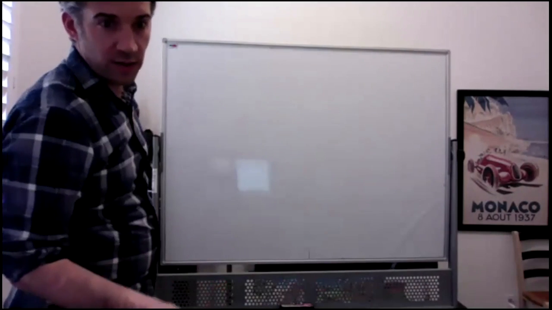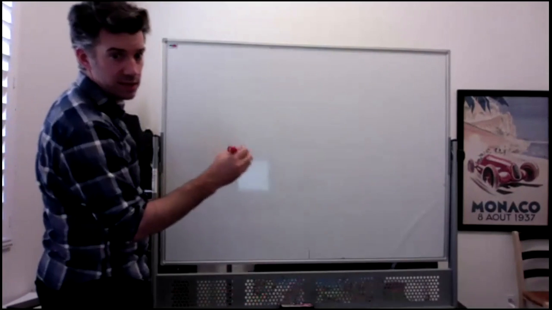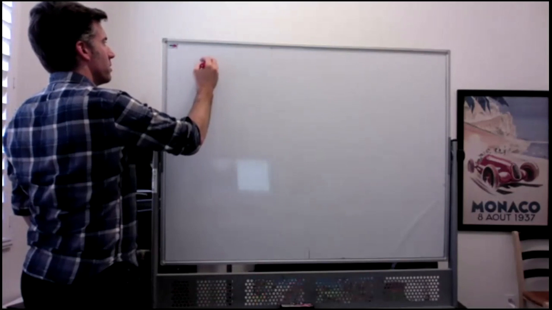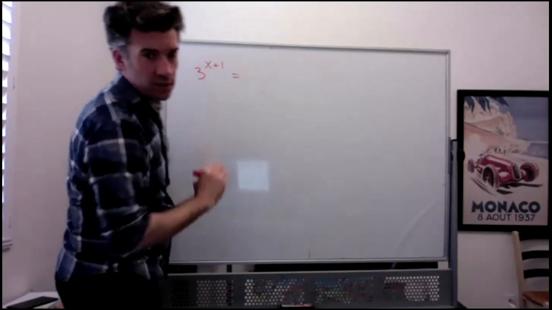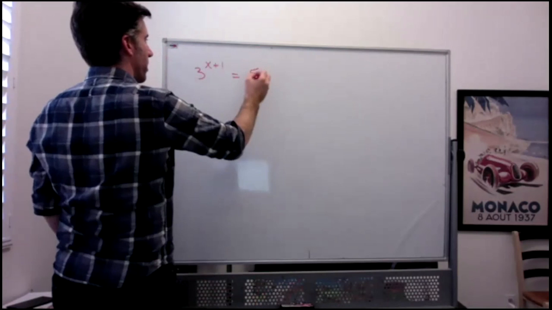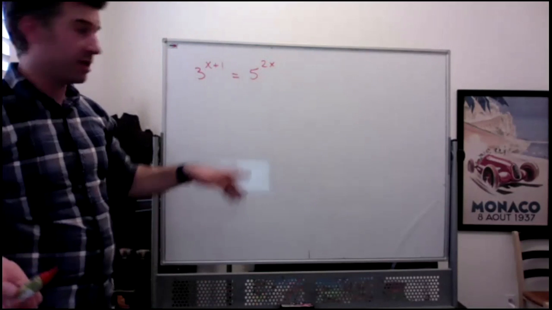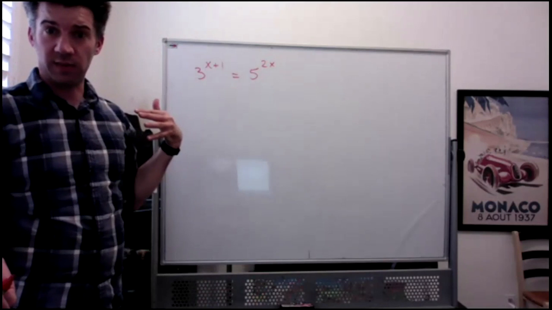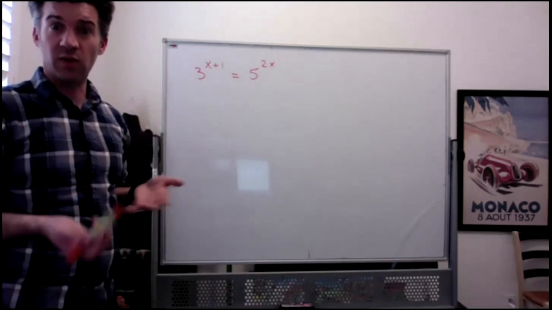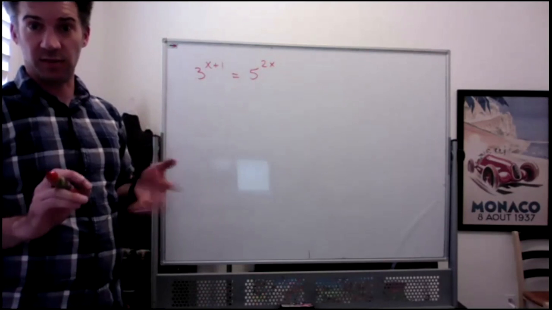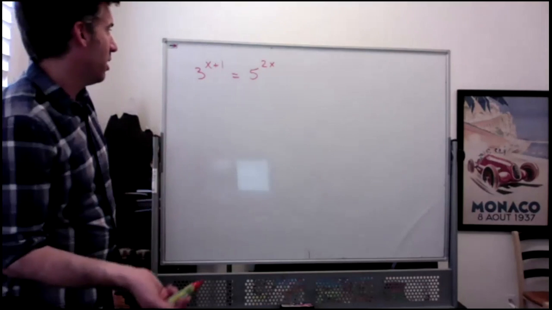All right, so here's the last one on the notes. It is 3 to the x plus 1 equals 5 to the 2x. And I want to point out, this one is a little more complicated because both sides have a variable in their exponent, whereas in the previous equation, only one side had a variable in the exponent. So there's going to be a little more algebra to work with here.